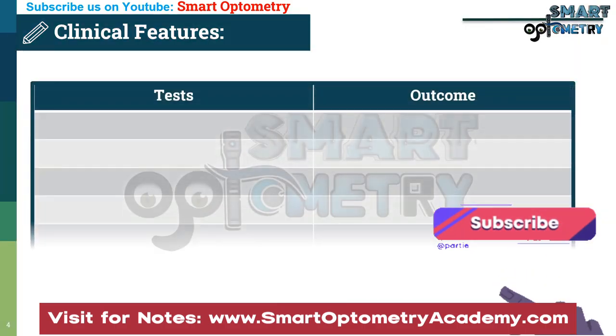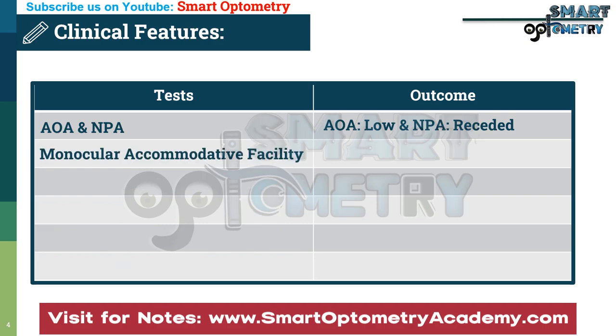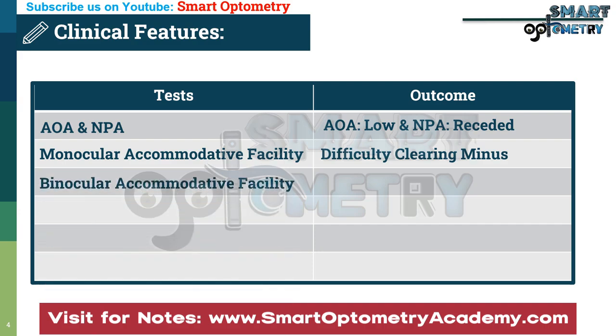Now, what are the signs of accommodation insufficiency? 1. Amplitude of accommodation and near point of accommodation. Amplitude of accommodation will be low and near point of accommodation will be receded, or goes away from the patient. 2. Monocular accommodative facility. In monocular accommodative facility, patient will face difficulty in clearing minus lens. 3. Binocular accommodative facility. In binocular accommodative facility, patients will face difficulty in clearing minus lens.